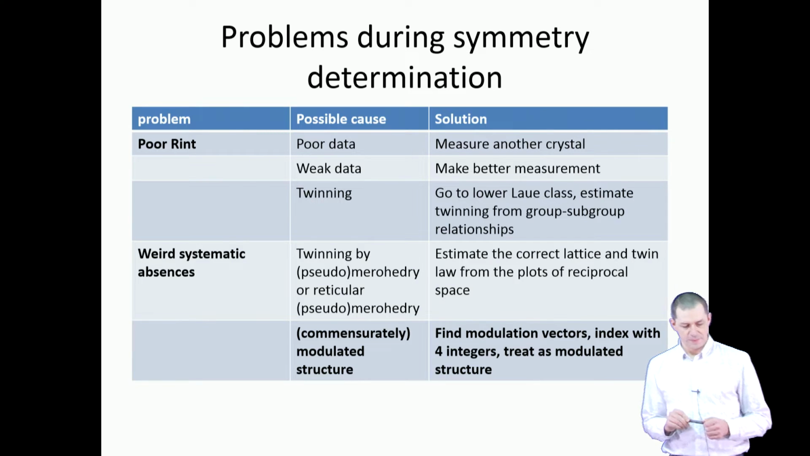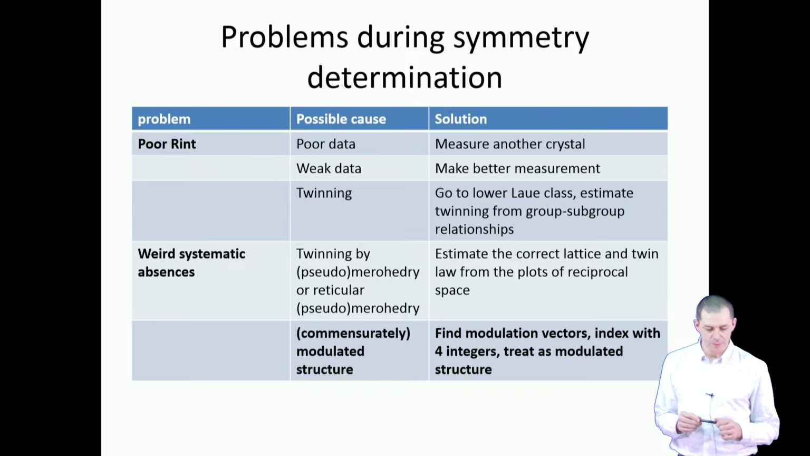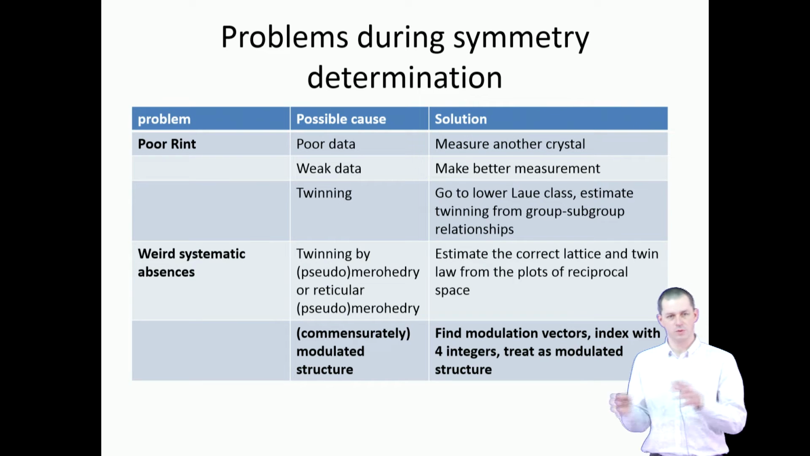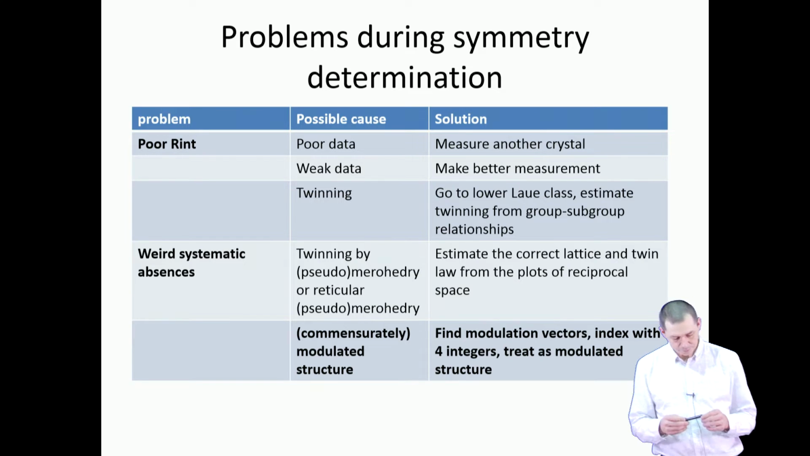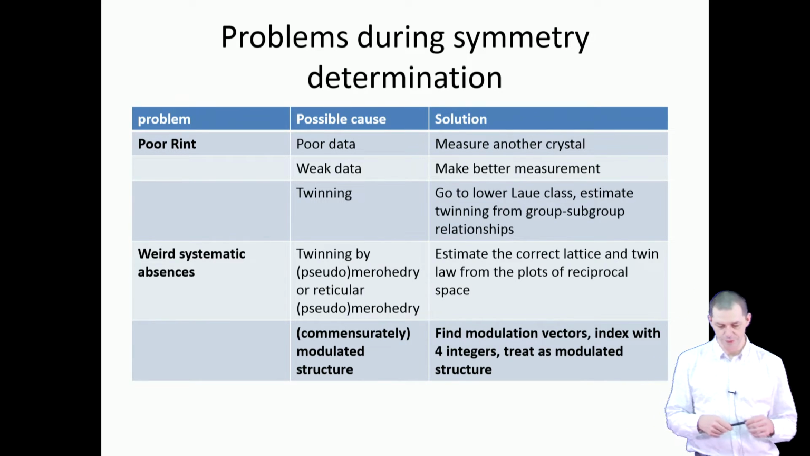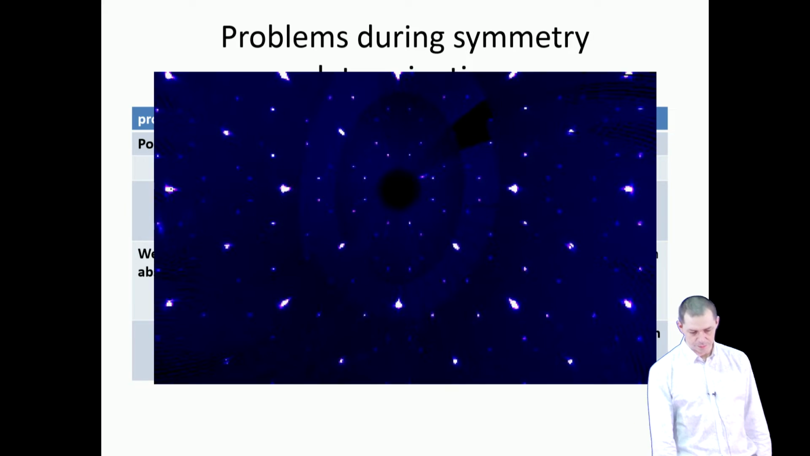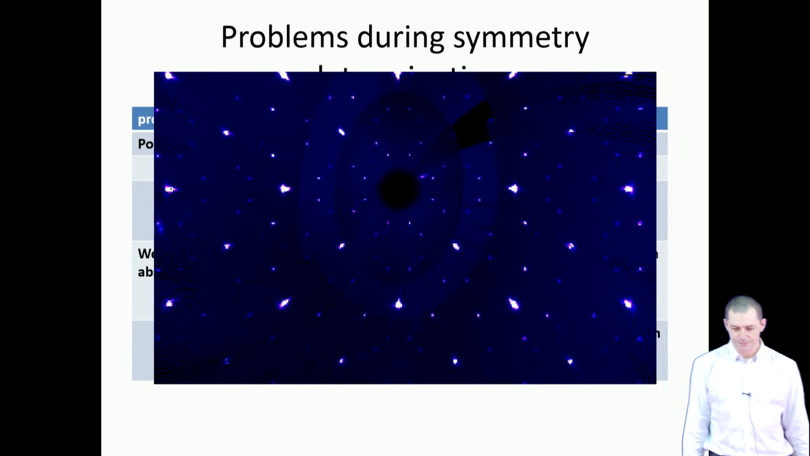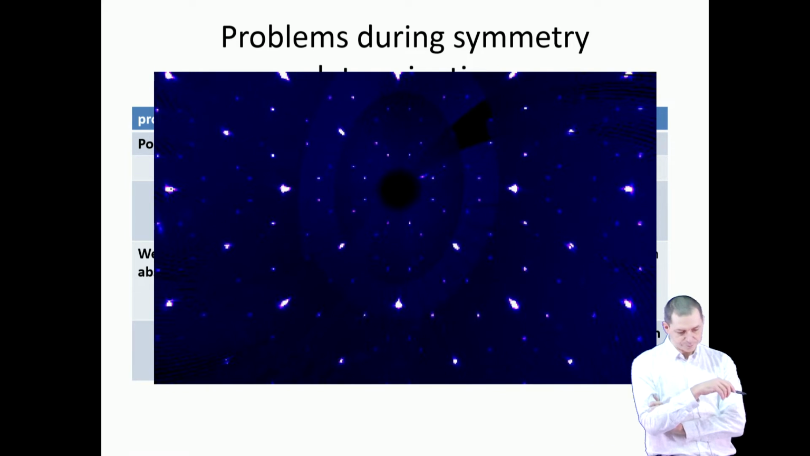If you have funny systematic absences, another possibility may be that you have a commensurately modulated structure. Again, modulated structure, because it is somewhat unusual, it goes out of the box of typical structures, it may be an explanation for a couple of problems or unusual features during the determination process. This is an example of such a case.